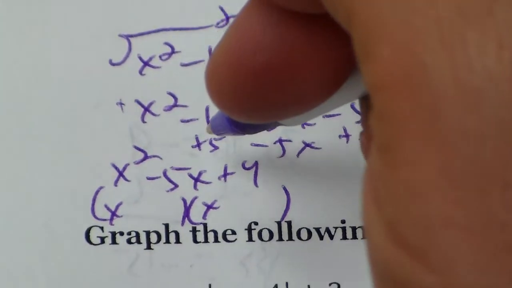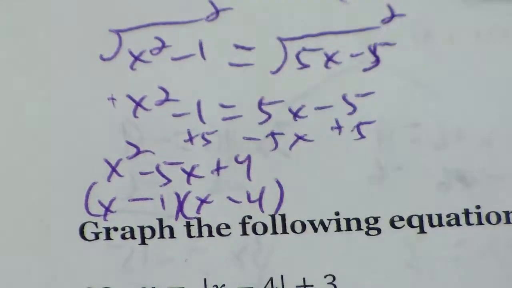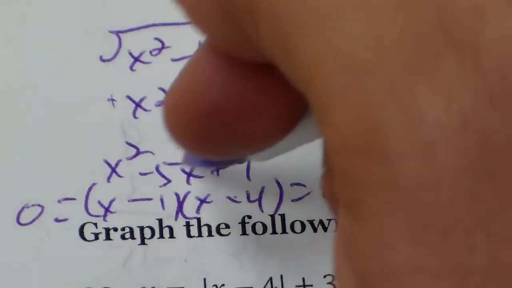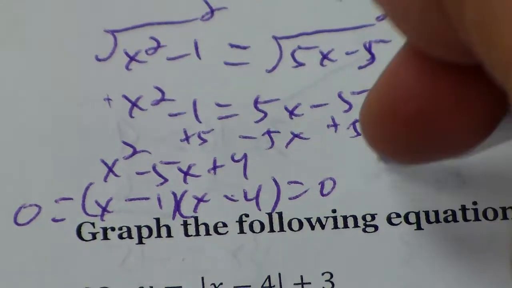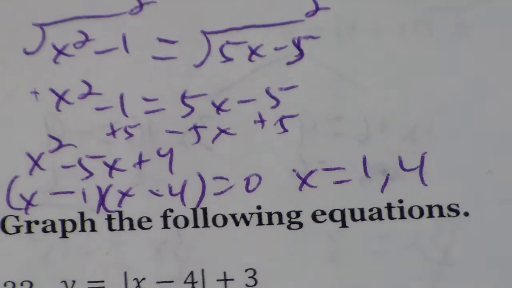2 and 2 could work, but 2 and 2 does not give us negative 5. So I'm thinking that probably 1 and 4. And we need to get to negative 5, so they're probably both negative. Setting each equal to 0. Negative times a negative is a positive 4, and then negative plus negative is more negative. It works. So we are going to get two solutions, x equals 1 and positive 4.